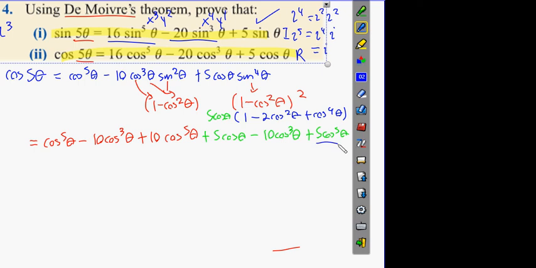5 of them, 10 of them, 1 of them gives me 16 of them, and then minus 10 minus another 10 gives me 20 of them, and then finally 5 gives me 5 of them. Done and dusted.